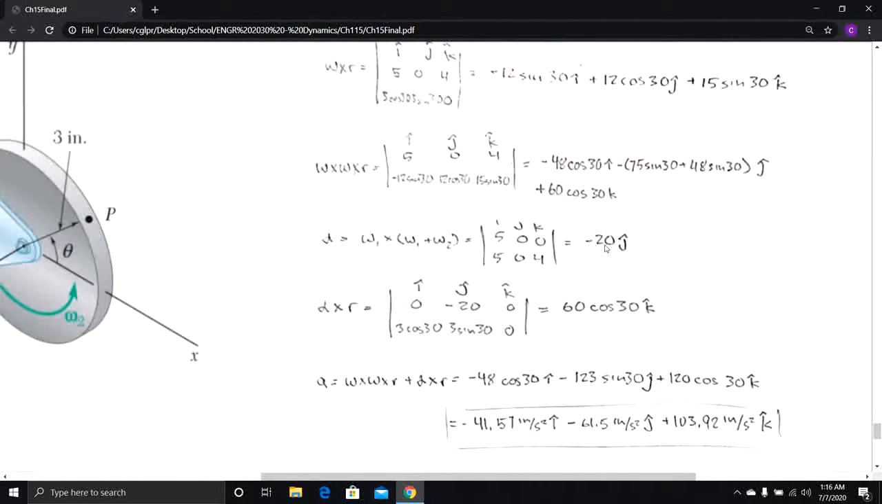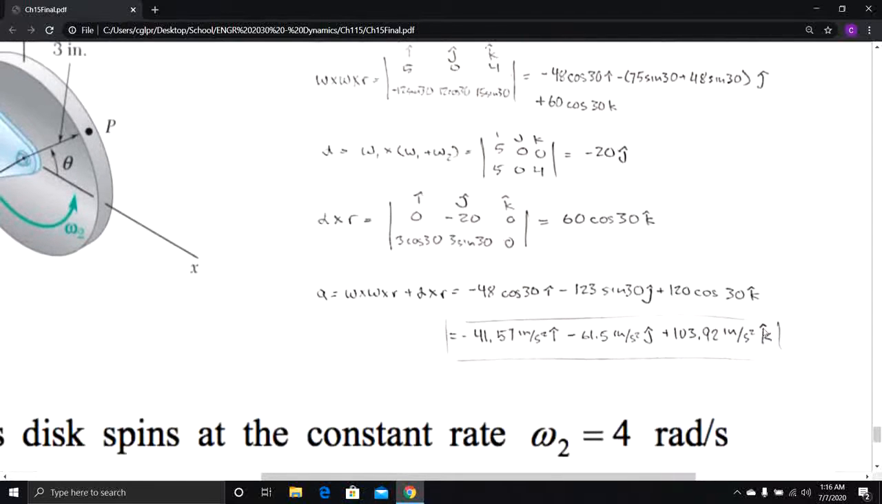But once I got that from the solution sheet, I was able to just do the cross product again and then add it all up, and I get this as my final solution.